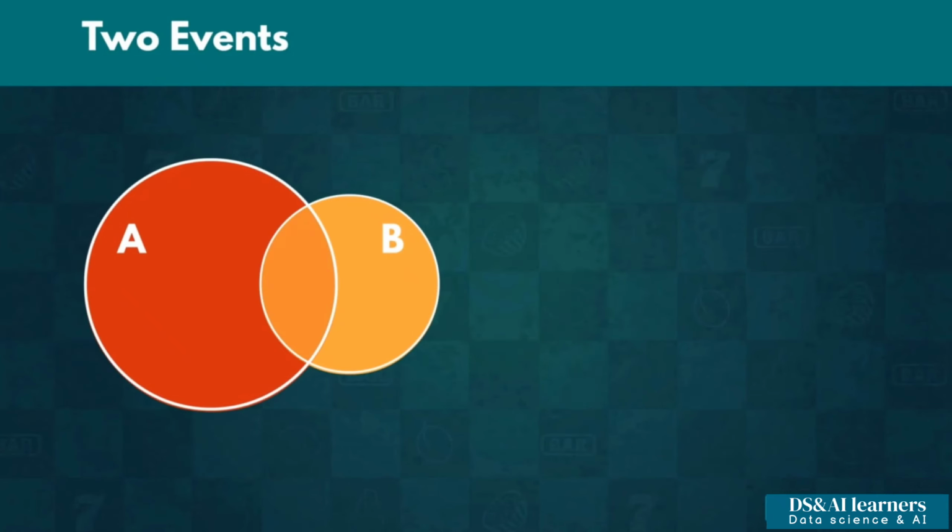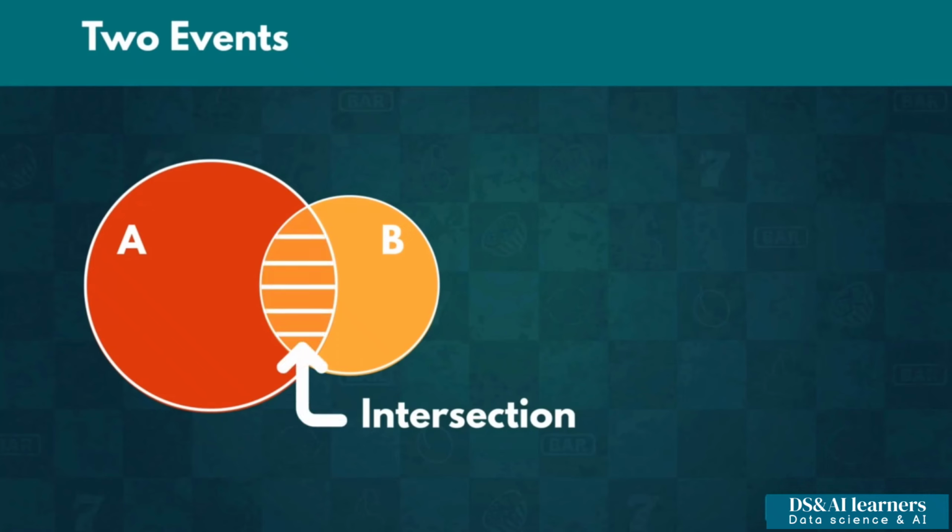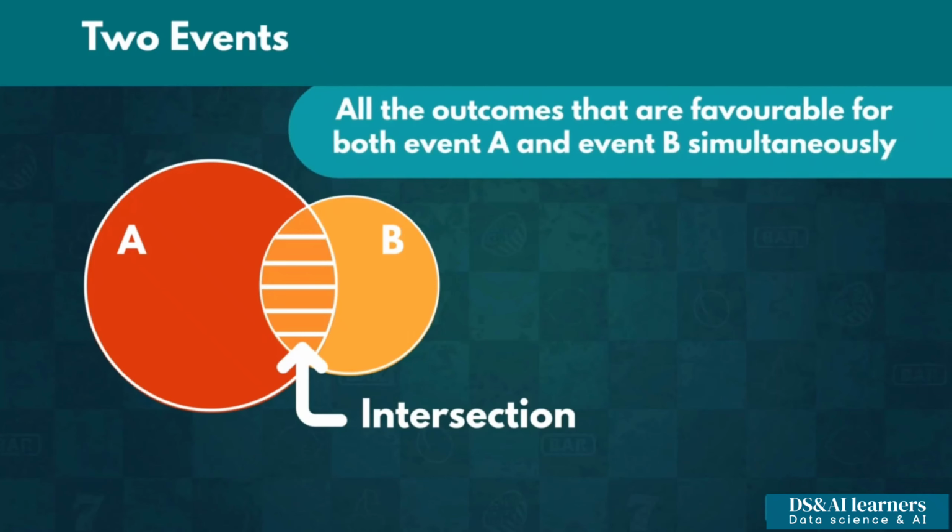When we want both A and B to happen at the same time, we are talking about their intersection. Graphically, the intersection is exactly as the name suggests, the area where these events intersect. It consists of all the outcomes that are favorable for both event A and event B simultaneously, as we denote it as A intersect B.